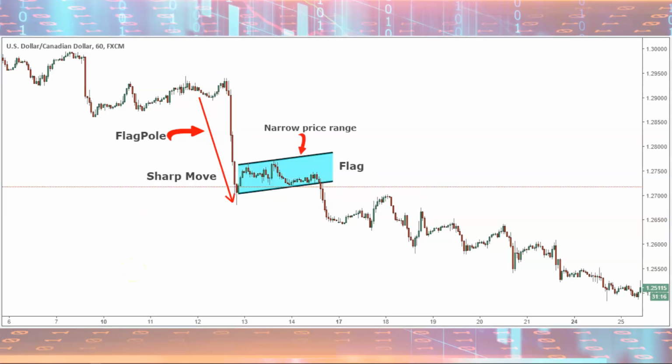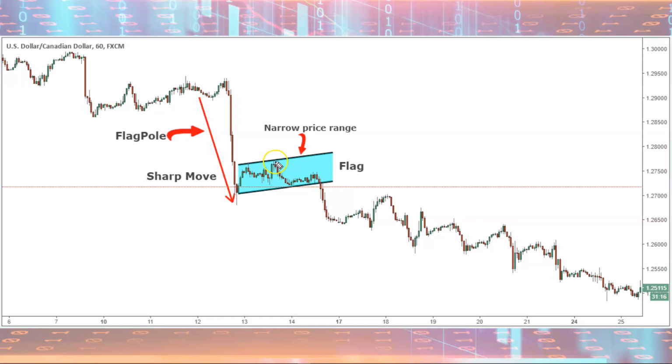Step 2, identify the flag price formation. The price action needs to move in a narrow range between two parallel lines. You should be able to draw parallel lines above and below the flag. Ideally, you should have at least 2 points of contact above and 2 below. But remember, a line is never just a line, it's always a zone, so perfection is not necessary here.